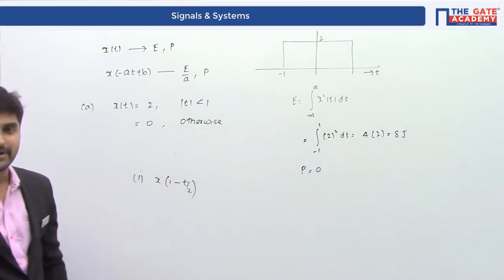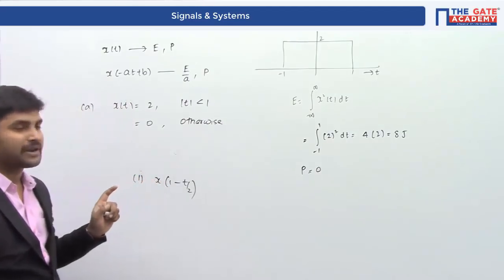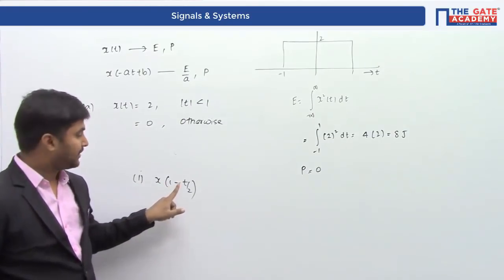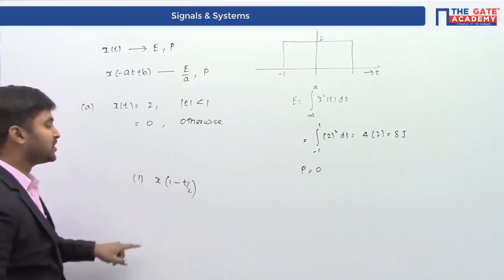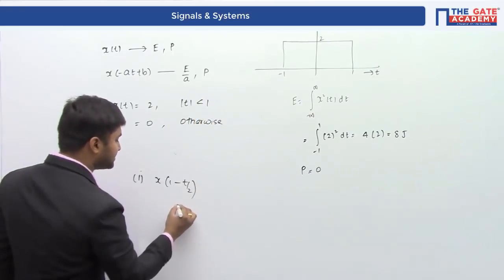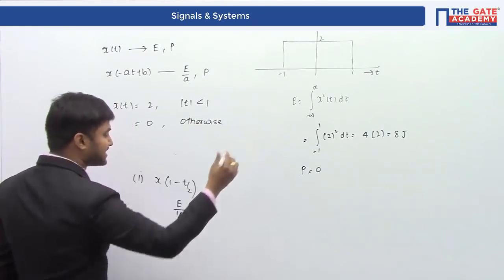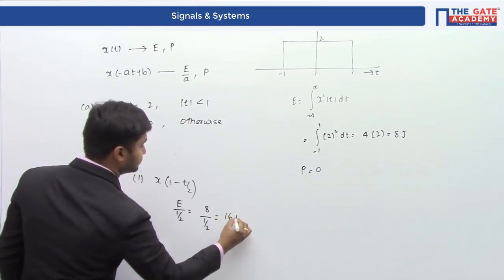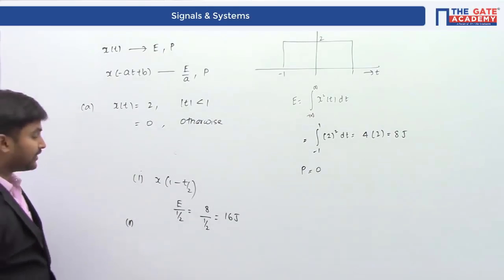What is the scaling parameter? Energy is only affected by the scaling parameter. So what is the scaling parameter in this case? 1 is indicating the shifting, minus indicates the reversal, and 1 by 2 is indicating the scaling parameter. So after scaling, the energy is going to become E by 1 by 2. Therefore E in this case is 8 by 1 by 2, which is going to be equal to 16 joules.